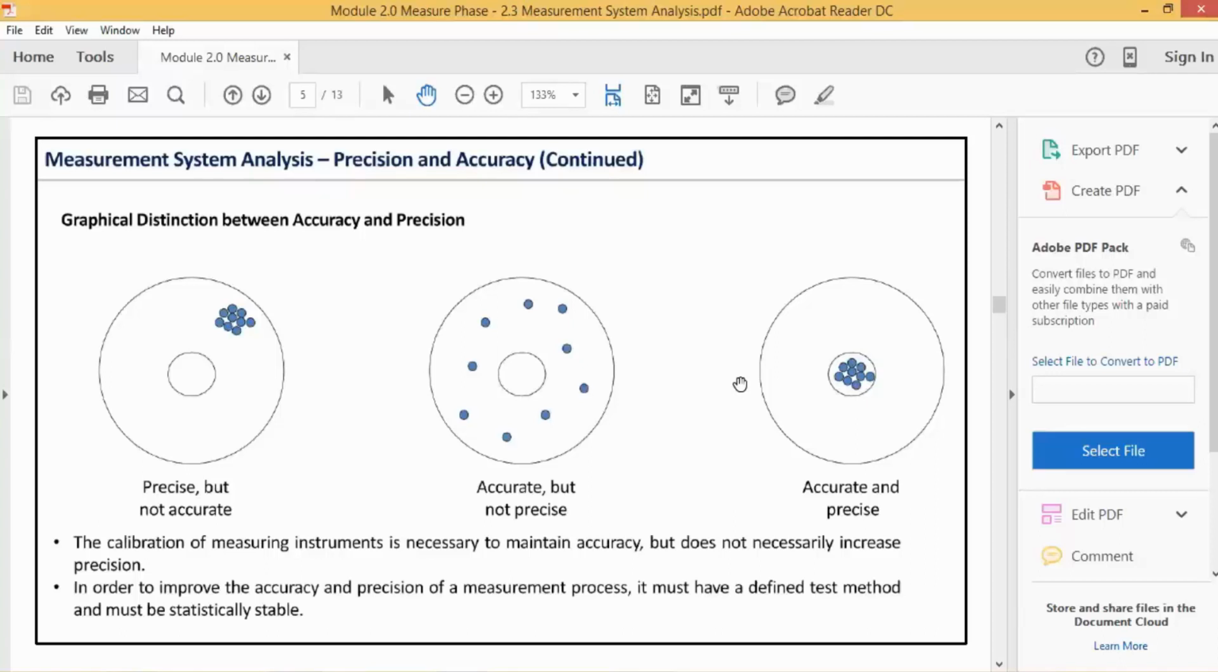See, the calibration of a measuring instrument is necessary to maintain accuracy. What happens is you are collecting data, but if your measuring system is not accurate, the measurement which you feed into Minitab will not be correct. So that's why accuracy should be maintained by the measurement system.